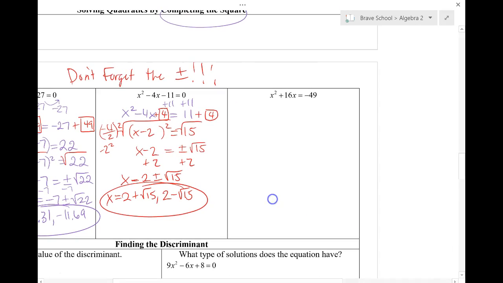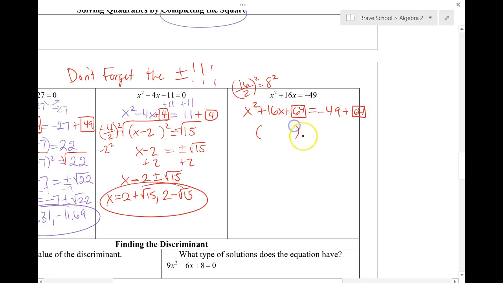Okay, the last one here. Now we already have the c on the right side, so that saves us a step. So now, just leave a little space here to work. Draw my little box for completing the square. And it's always plus. So now 16 divided by 2 squared, which is 8 squared, so it's going to be 64.